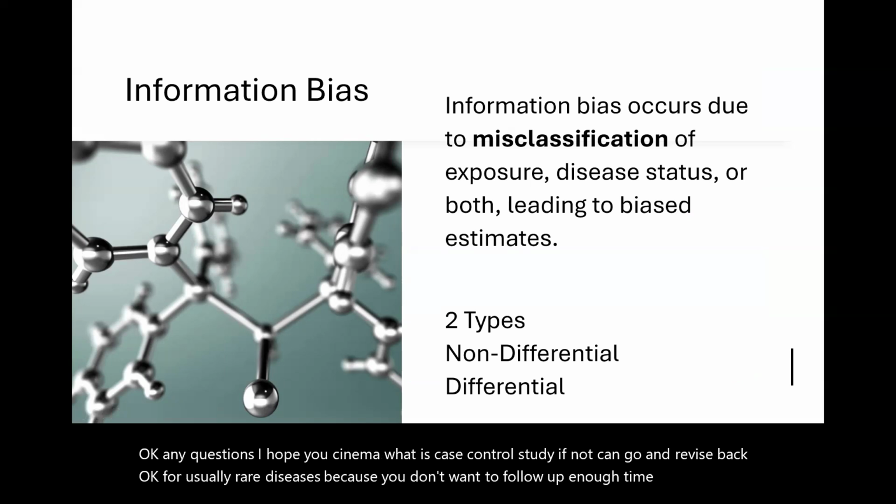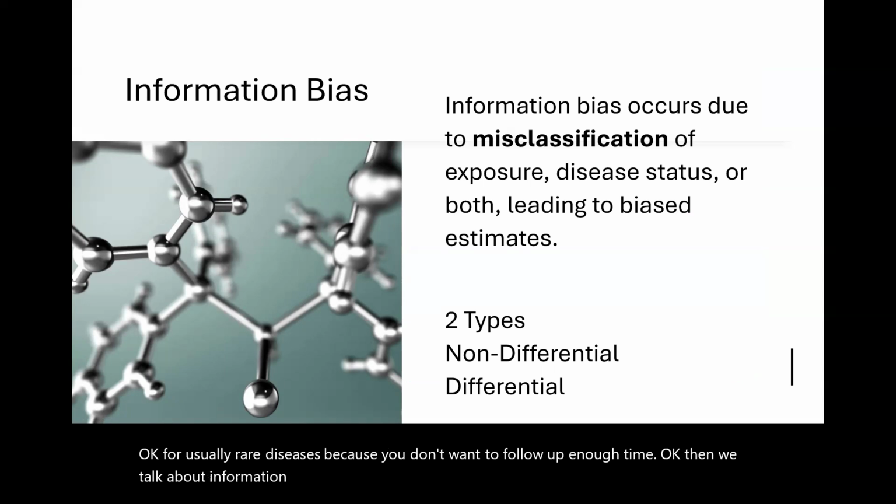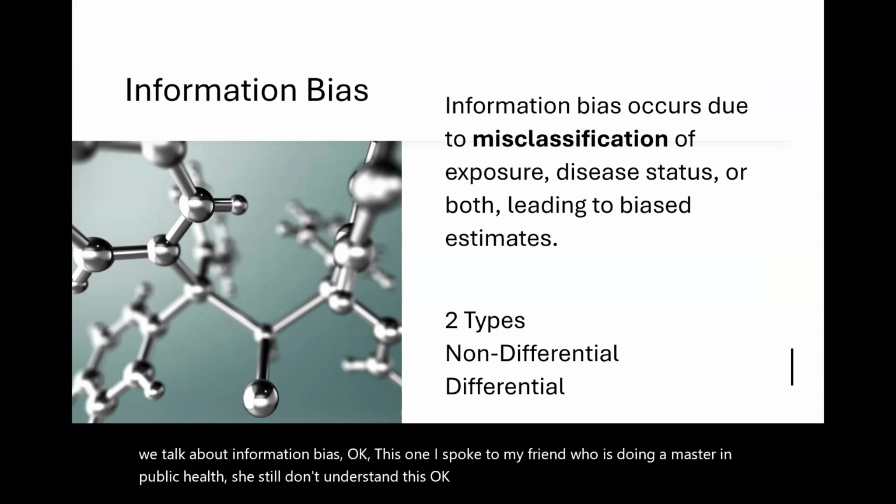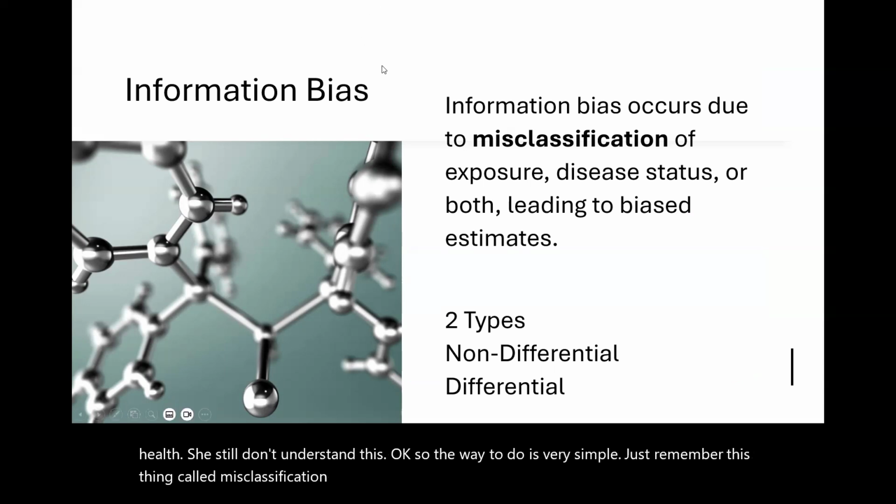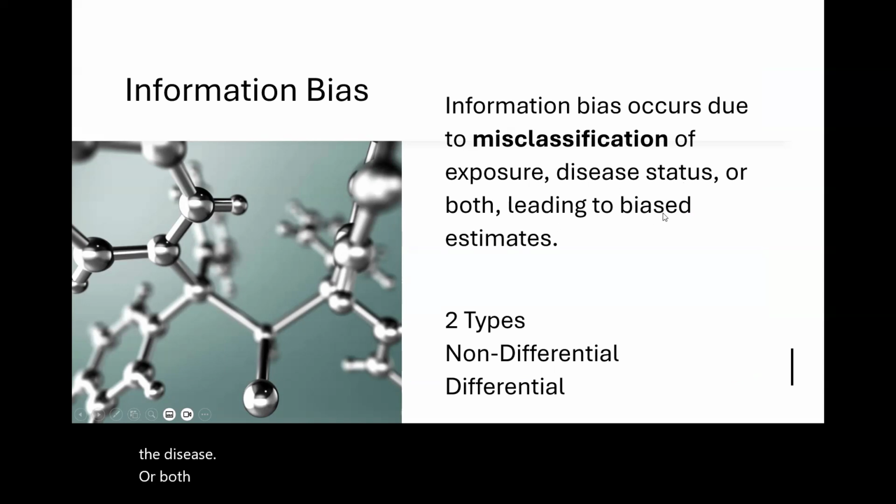Then we talk about information bias. I spoke to my friend who is doing a master in public health, and she still doesn't understand this. So the way to do it is very simple. Just remember this thing called misclassification. This is due to your misclassification of either the exposure or the disease status or both. So your estimate is biased. What does this mean?